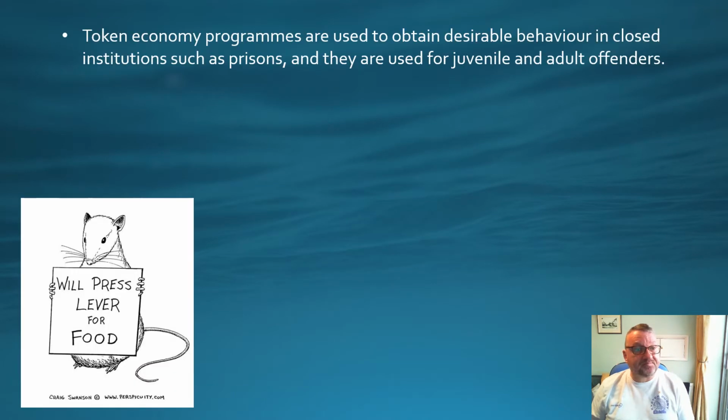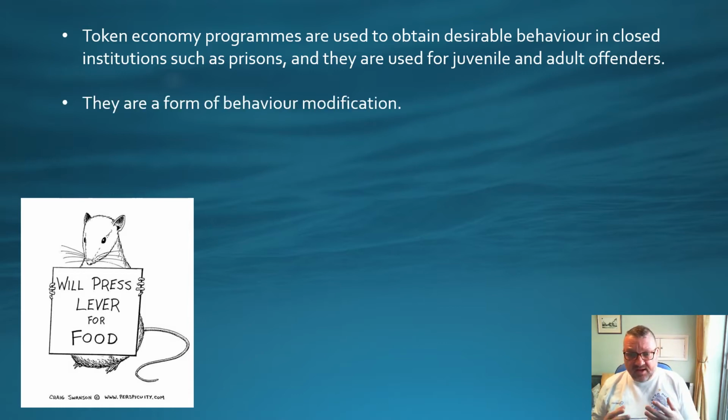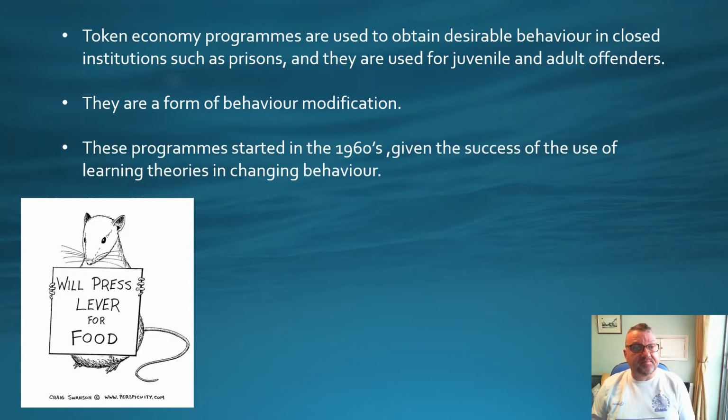So, the Token Economy Programme, its aim is to obtain desirable behaviour in prisons, either for juvenile or for adult offenders. That's what it's all about. It's achieving social control through ensuring that we get the right types of behaviour within the prison system. So effectively, it's a form of behaviour modification.